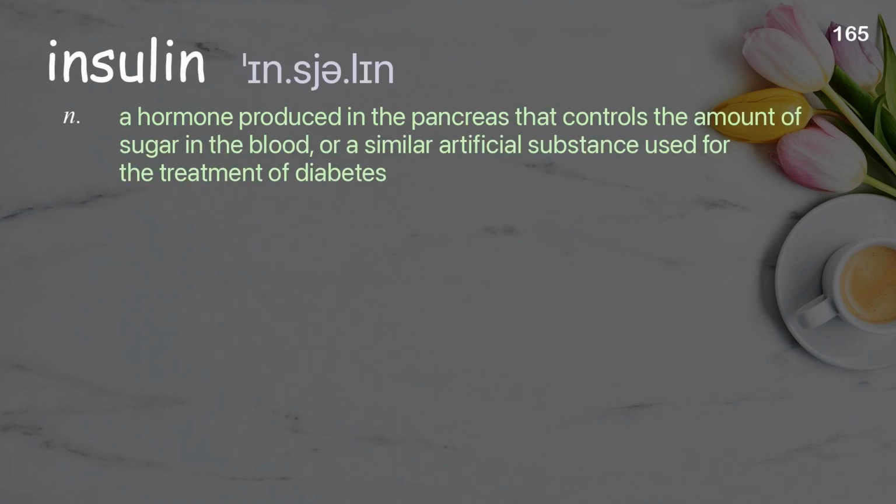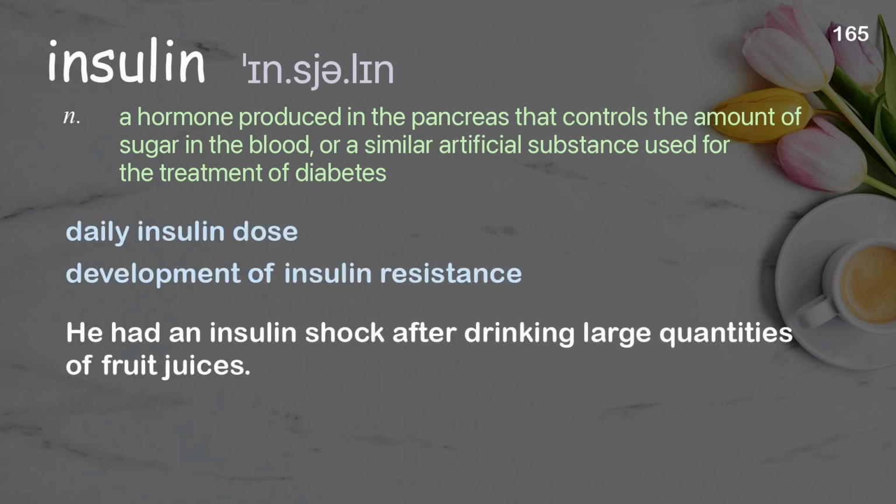Insulin. A hormone produced in the pancreas that controls the amount of sugar in the blood, or a similar artificial substance used for the treatment of diabetes. Examples: Daily insulin dose. Development of insulin resistance. He had an insulin shock after drinking large quantities of fruit juices.